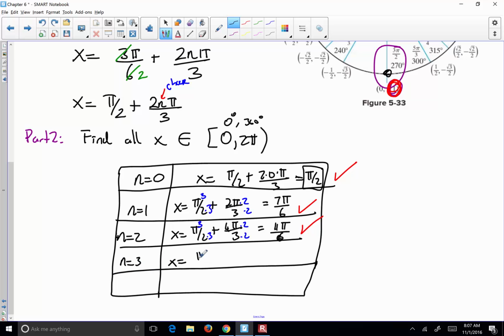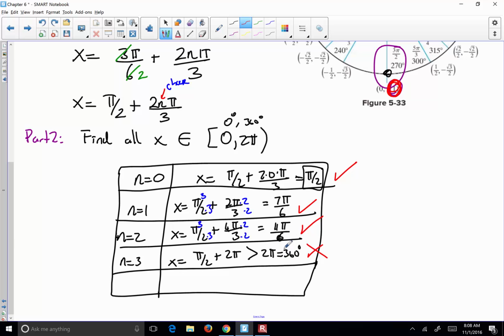X equals pi over 2 plus, if I plug in 3, this is 6 pi over 3, that's 2 pi. Well, this is obviously more than 2 pi, right? Because 360 plus 90 is more than 2 pi, or 360. So this doesn't count. False. So stop. Don't check n equal 4, 5, 6, because you're going to get bigger and bigger, right? So is this all? Are we done? We went beyond 360, so shall we stop?